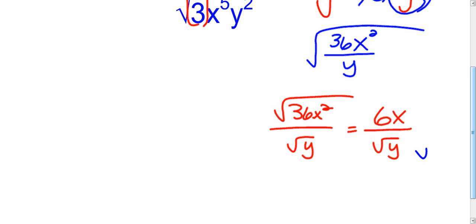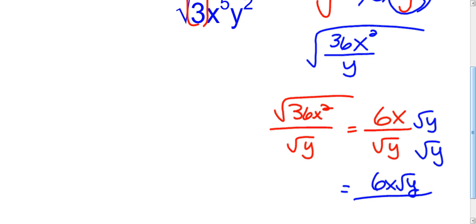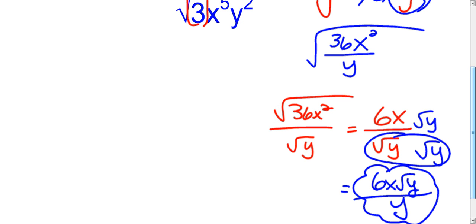So I rationalize it by multiplying by the square root of y. And then on the top, I will have 6x root y. And on the bottom, root y times root y is just y. And there is my grand final answer.